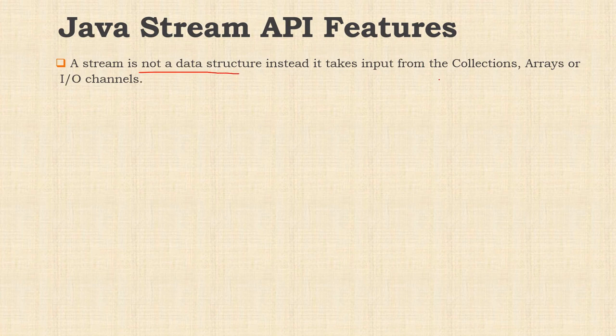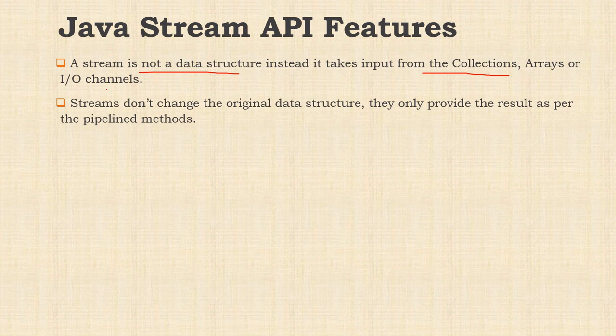So we use it to process some operations like mapping, filtering, sorting. We can use this Stream API.